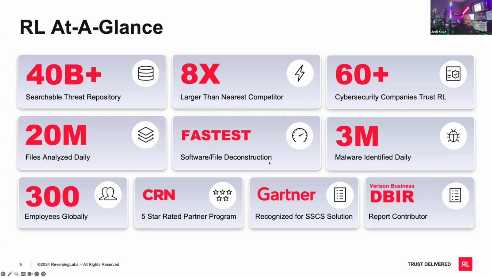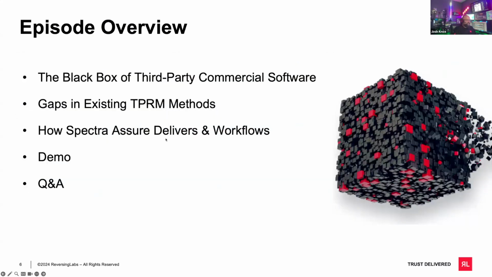We have the fastest file deconstruction, 3 million malware identified daily. We've got over 300 employees. We're in Boston and Croatia. Those are the two locations for our headquarters. All right, enough about that. Let's move on now. Okay, so this is what we're going to be talking about today.